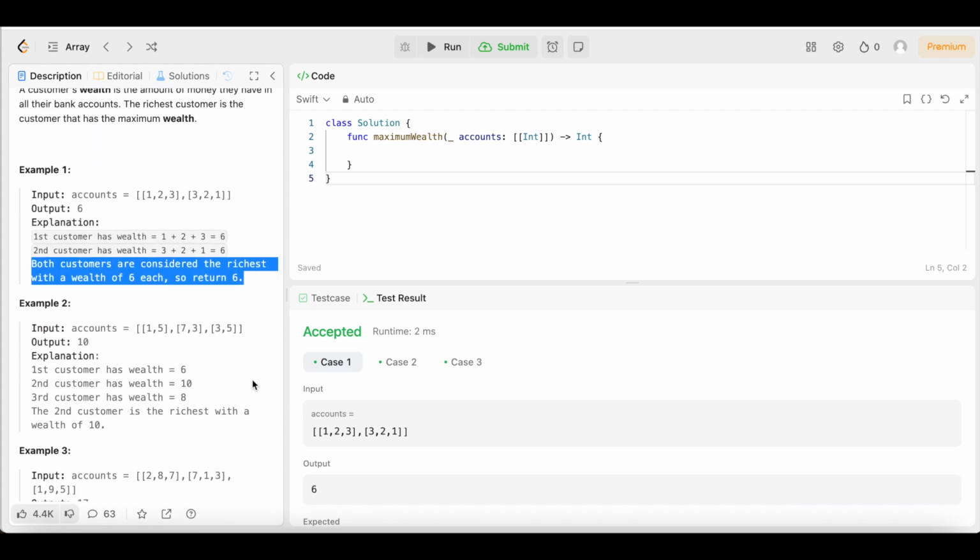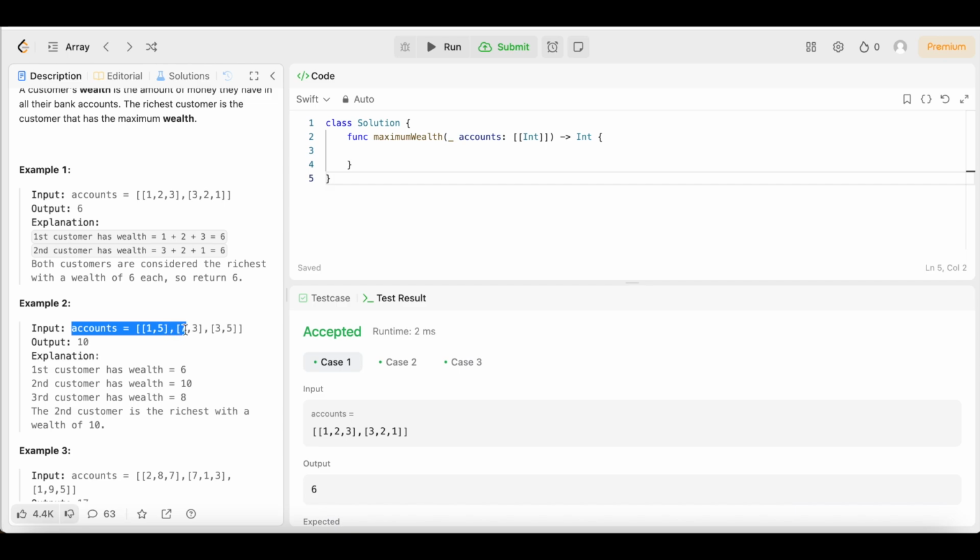So let's look at example 2. It has a little bit more customers so we can really see what is going on. In this example, we have an accounts array, a 2D array or m times n integer grid, where we have an array that has 1 and 5. Then we have another array that has 7 and 3. Then we have another array that has 3 and 5. So if this is the first customer, the first customer has 1 and 5, so they have $6 in their account because 1 plus 5 equals 6. Then the second customer has $10 in their account because 7 plus 3 equals 10. And then the third customer has $8 in their account because 3 plus 5 equals 8.